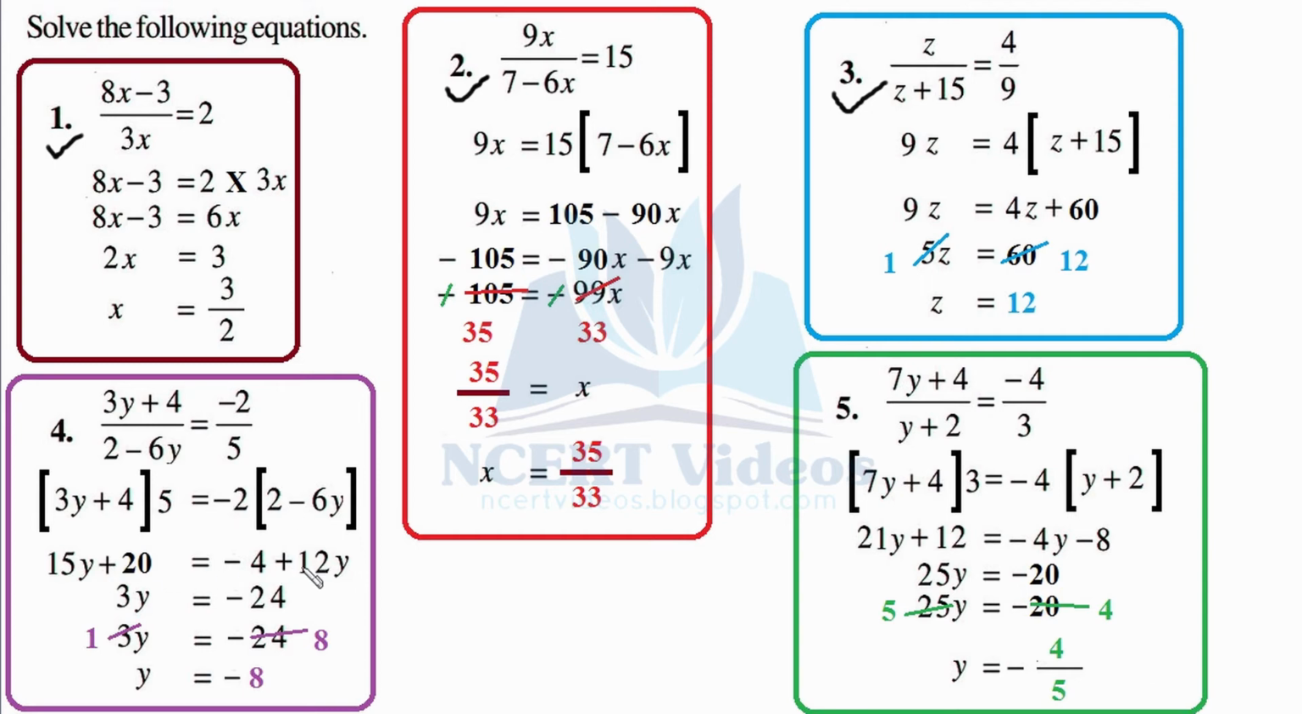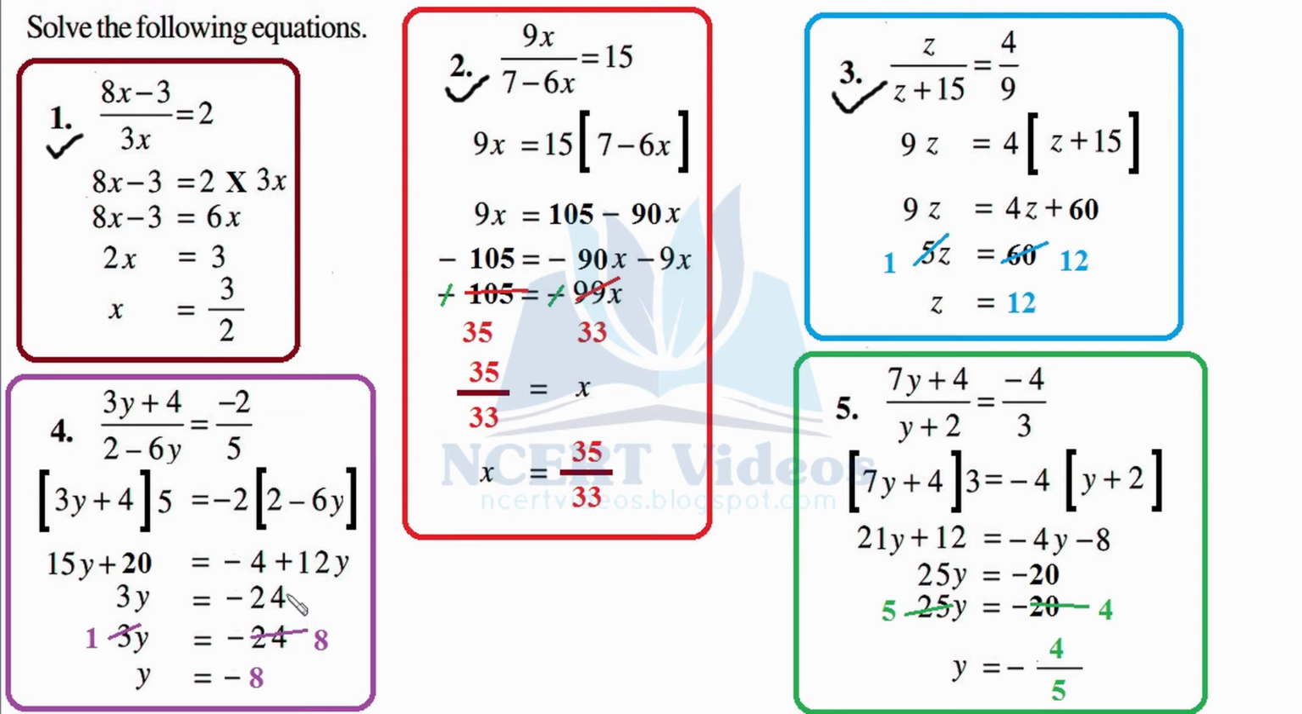Now we have to transpose. Let's transpose this positive 12y towards the left hand side. It will get minus 12y. So we have 15y minus 12y in our mind and it is simple, that is 3y equal to, as it is, minus 4 minus 20, because we are going to transpose positive 20 towards the right hand side in our mind. So minus 4 minus 20 is minus 24. So always perform simpler steps or simpler calculations in your mind. Therefore, 3y equals minus 24.